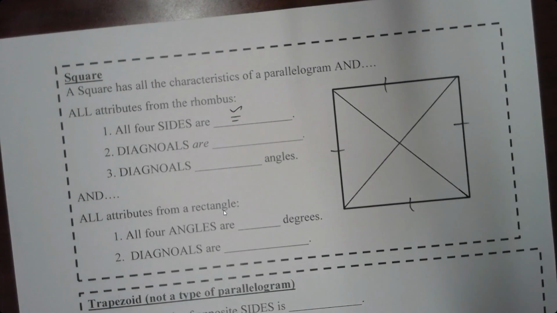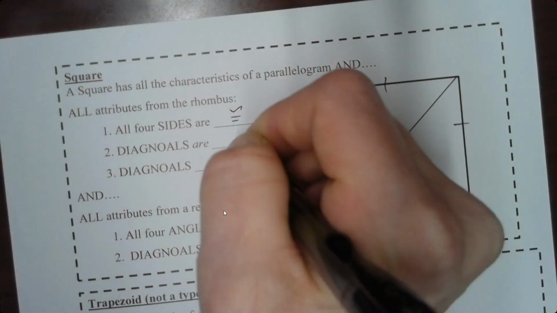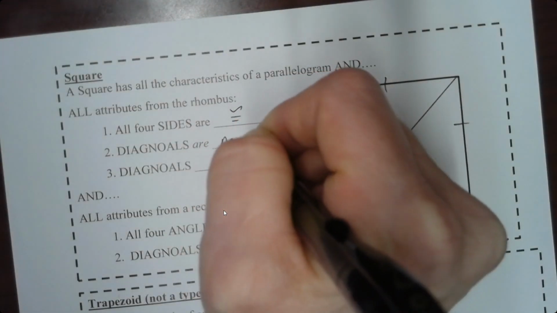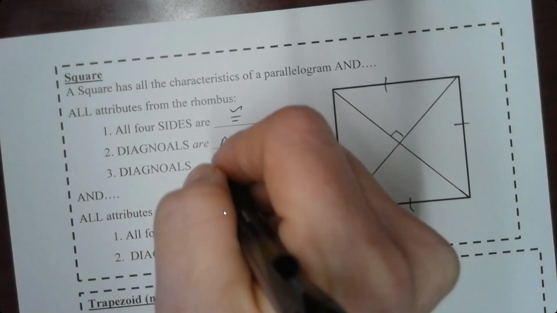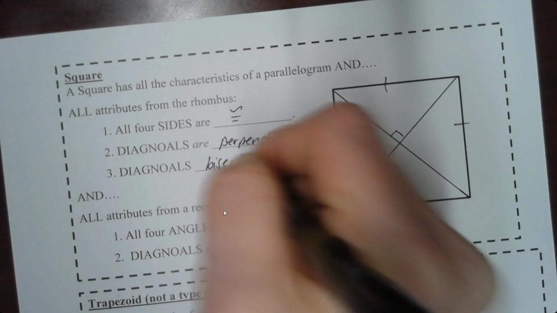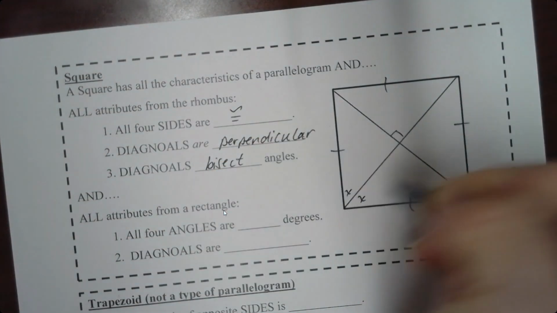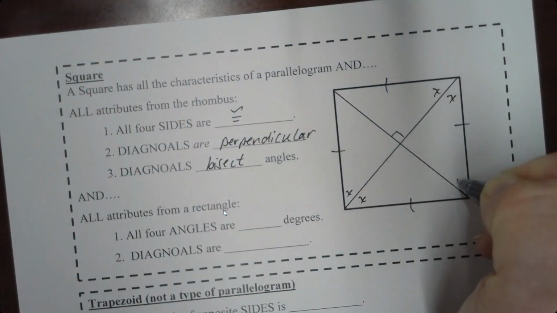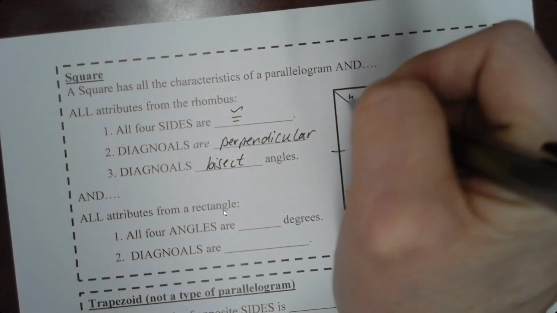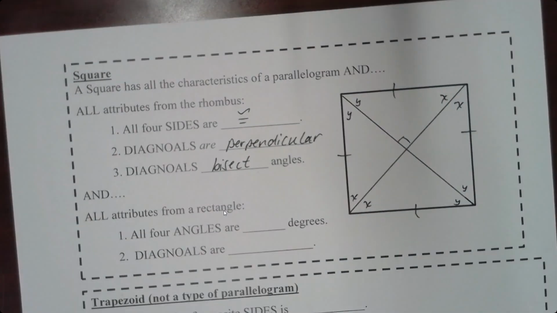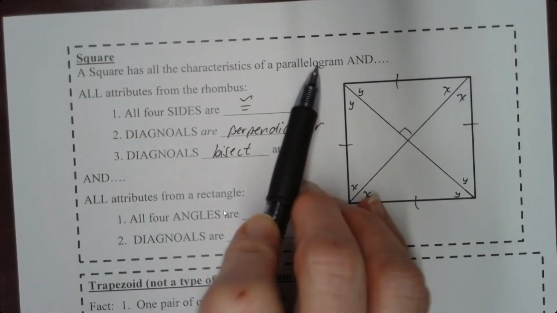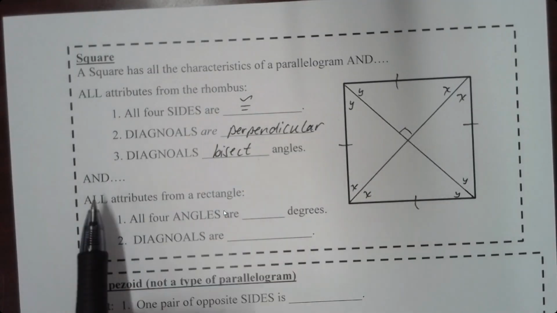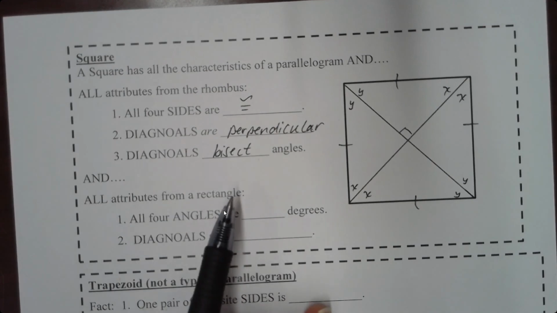Okay, so we know that the diagonals are perpendicular. And we know that the diagonals bisect angles. So I'm just going to make those marks the same ones that we just did with that other rhombus, because we know that a square is also a rhombus. So a square has to be a parallelogram. It also has to be a rhombus, and it's going to have all the attributes of a rectangle.